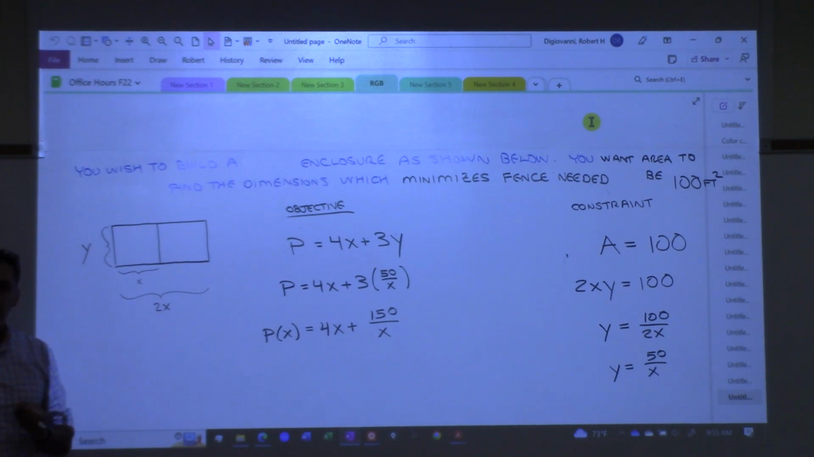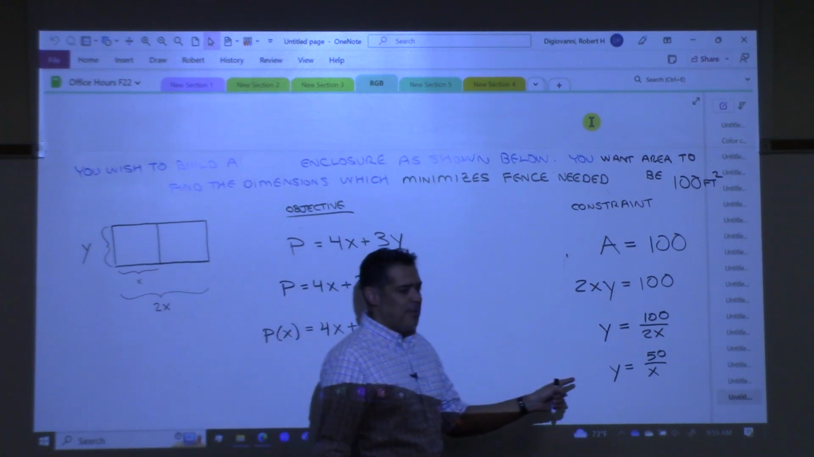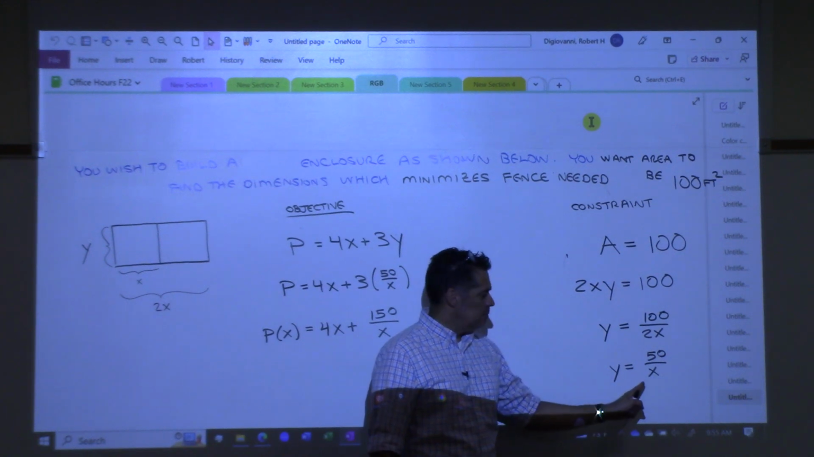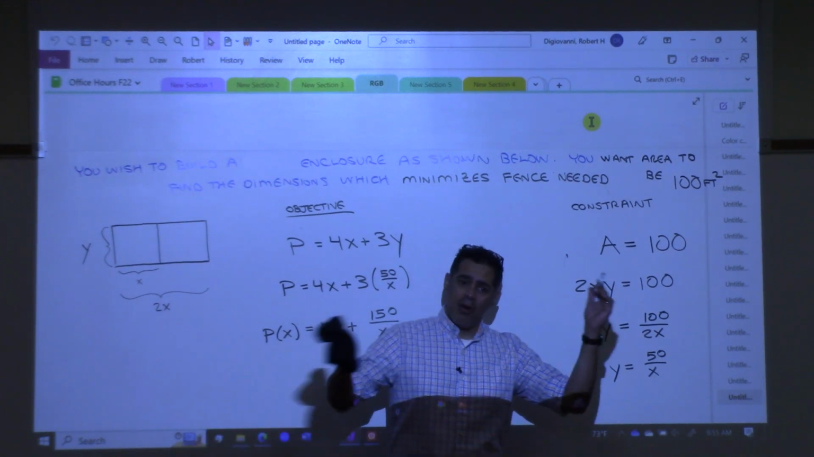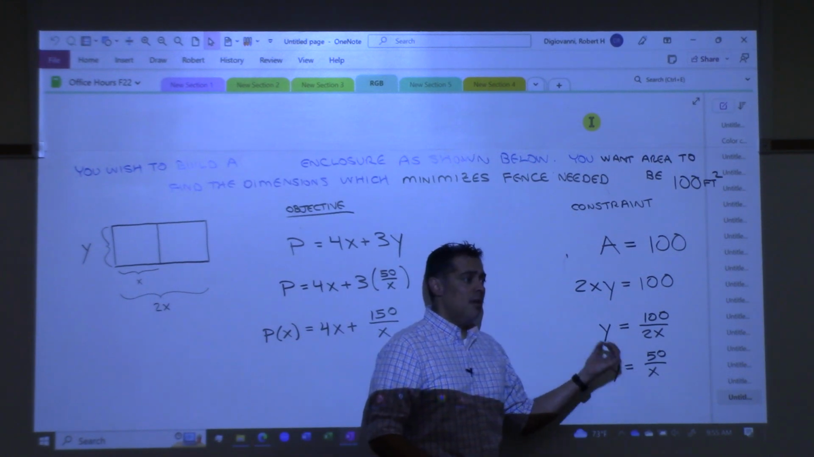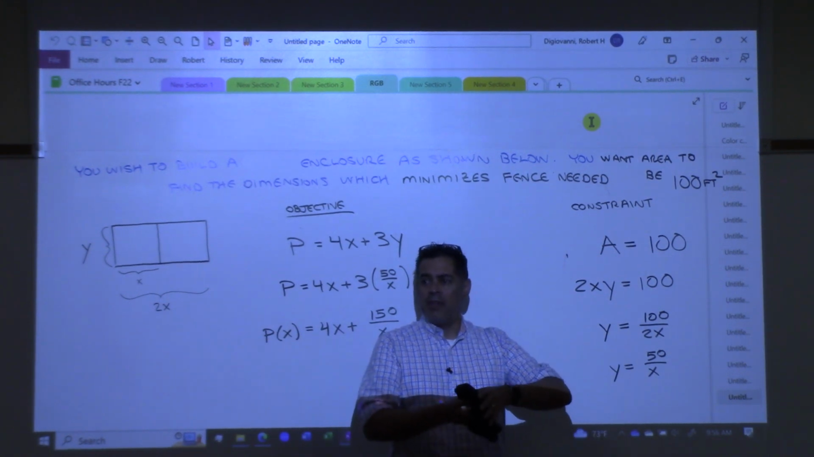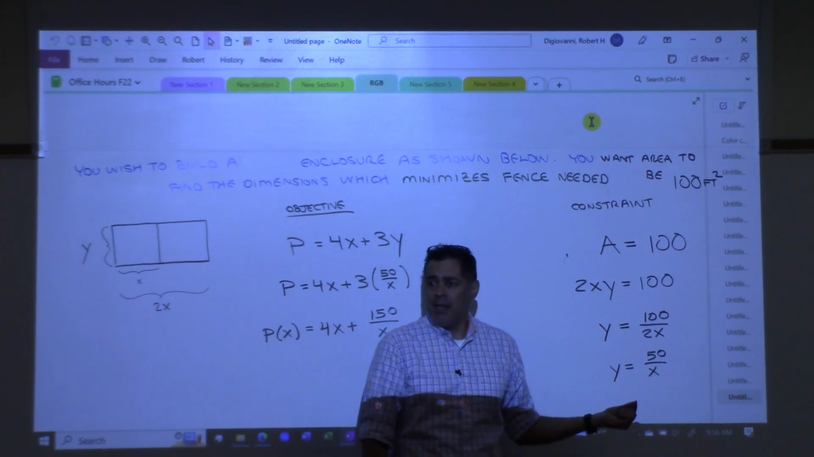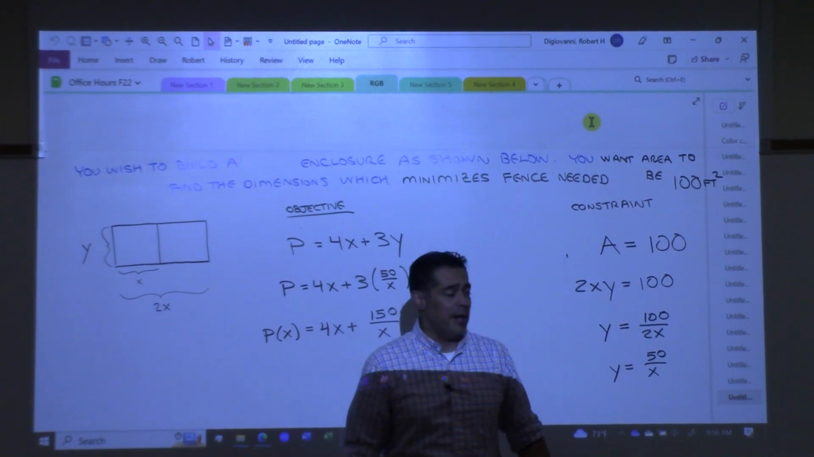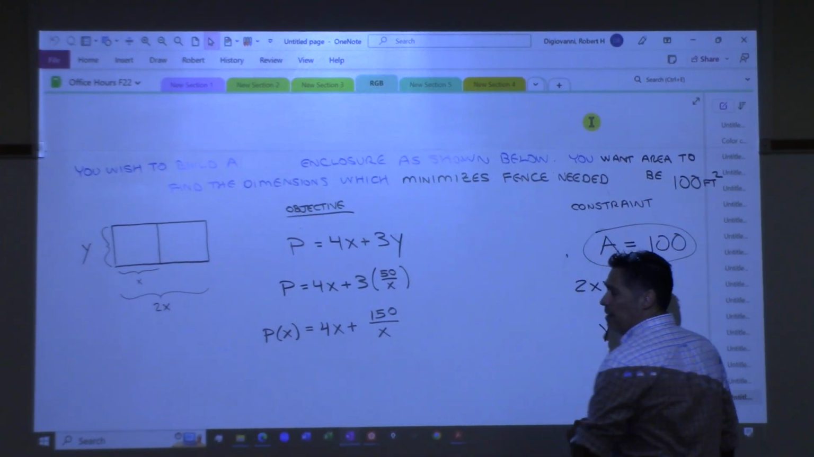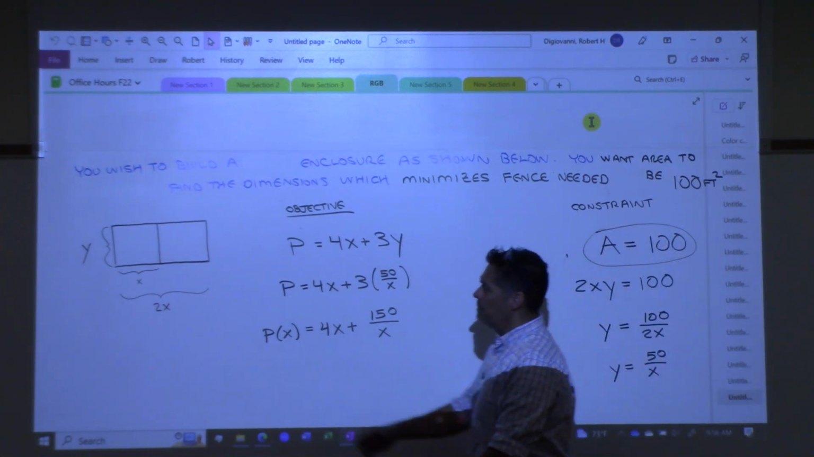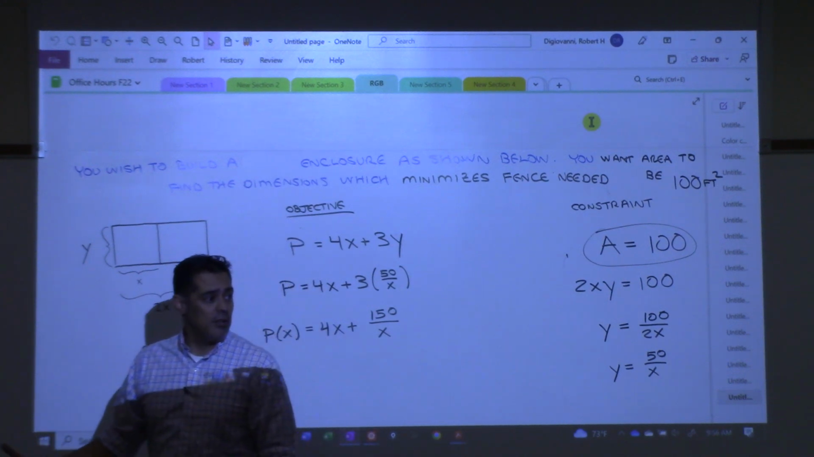0, but do y'all see why it can't be 0 this time? Why not? What would y have to be if x is 0? Undefined, right? If you go back to our previous problems, if we let x be 0, y was still defined. Y would have had to have been the rest of the fence. But this time, if x is 0, then y can't be anything because we have to have 100 as an area. So if I say, hey, build me that enclosure and let x be 0, you'll never get an area of 100, ever.